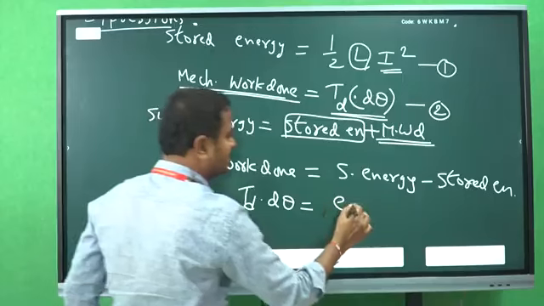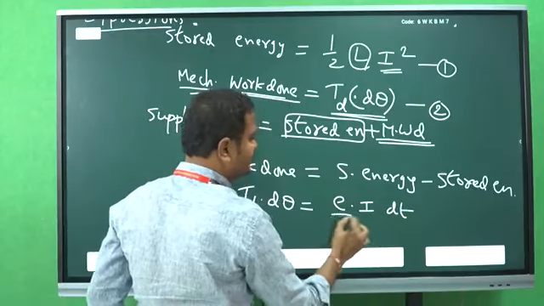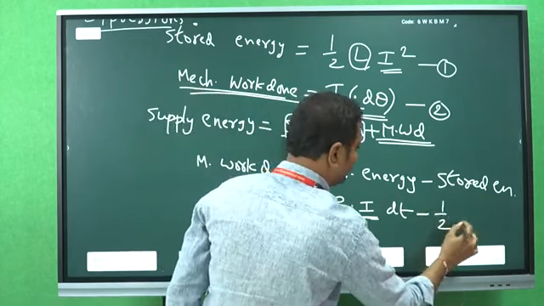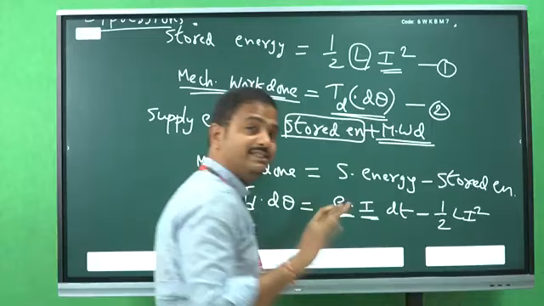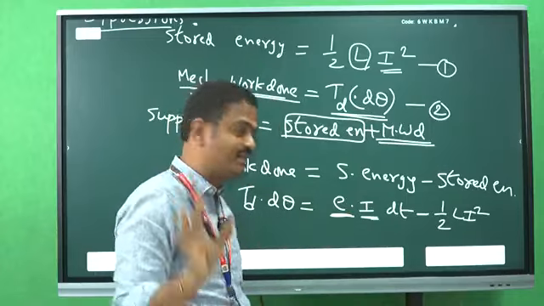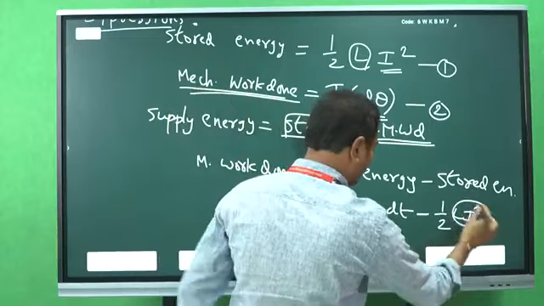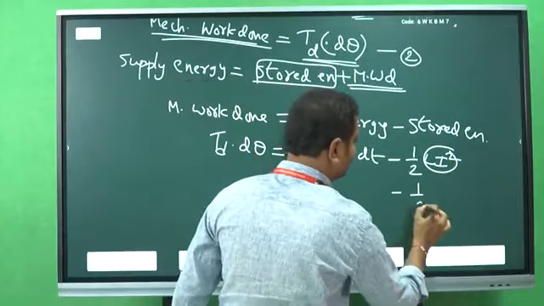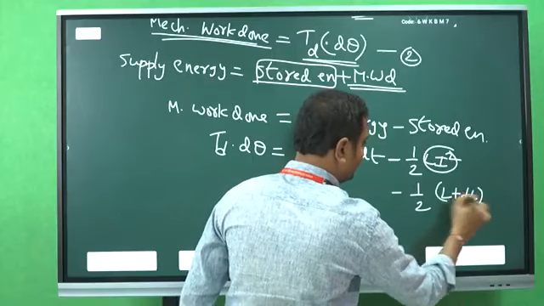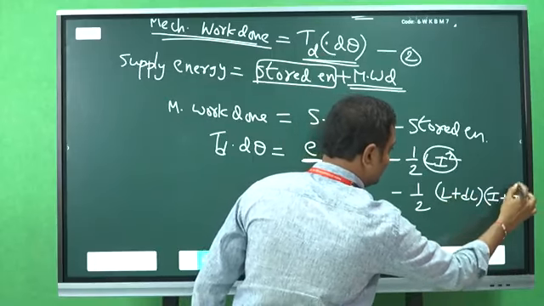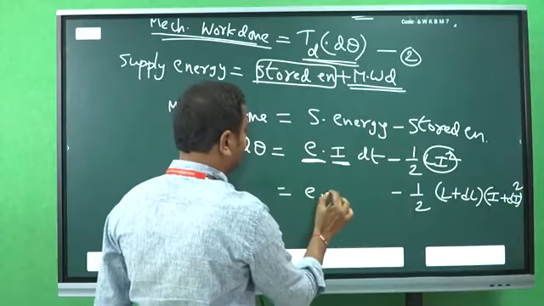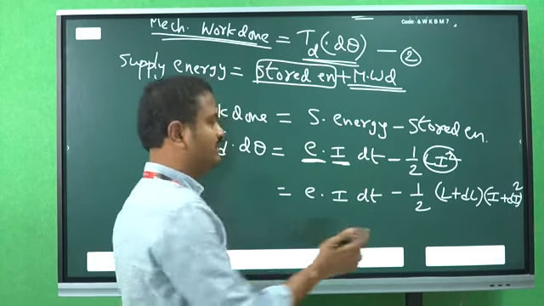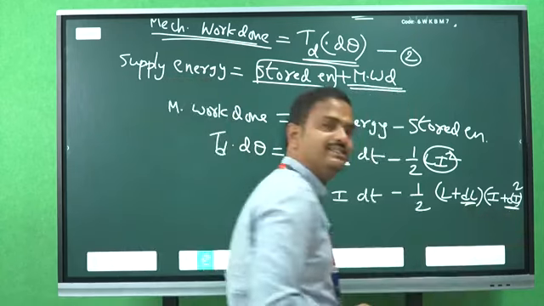Supply energy means E I dt, where E is the self-induced EMF and I is the current through the coil, minus stored energy, which is half L I square. But we also have to consider the change in inductance, so not just half L I square: it is half (L plus dL) into (I plus dI) whole square. So the work is E I dt minus half (L plus dL)(I plus dI) whole square, where dL and dI are the change in inductance and change in current.